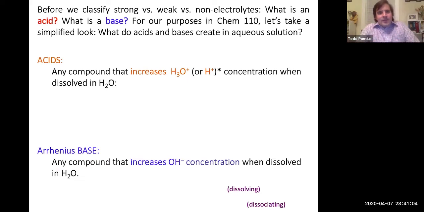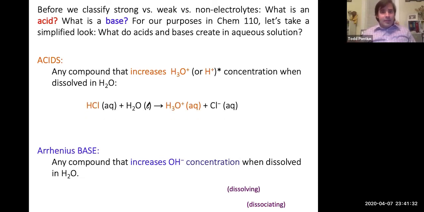Okay, so now let's look at acids and bases. Acids and bases have a number of different useful definitions. For our purposes, we're going to focus on basically their calling cards in aqueous solutions. What I mean by that is, if you put acids and bases into water, what do we notice an increase in the concentration of? Acids increase the hydronium ion concentration, H3O+.